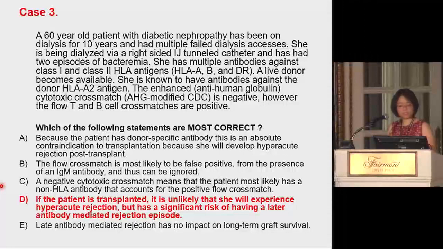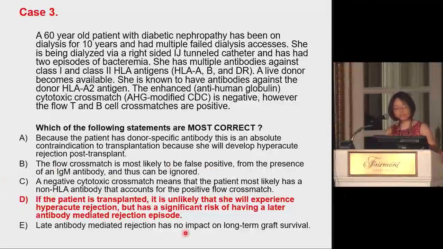A, because the patient has DSA, this is an absolute contraindication because she will develop hyperacute rejection post-transplant. Well, as I said, if her CDC is negative, then that's not necessarily an absolute contraindication. So that's false. B, the flow cross-match is most likely to be false positive from the presence of an anti-IgM antibody and thus can be ignored. That's not true because we know that the flow cross-match is specifically looking at IgG antibody, so it's not a false positive. So B is false.